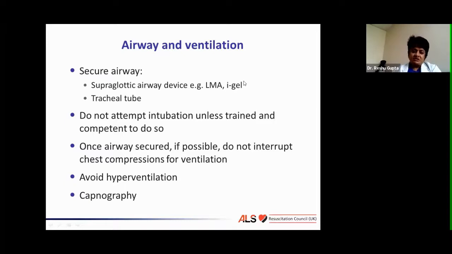So once the airway is secure, do not interrupt the chest compressions for ventilations. Avoid hyperventilation. That's what we said. And you should always monitor the EtCO2.